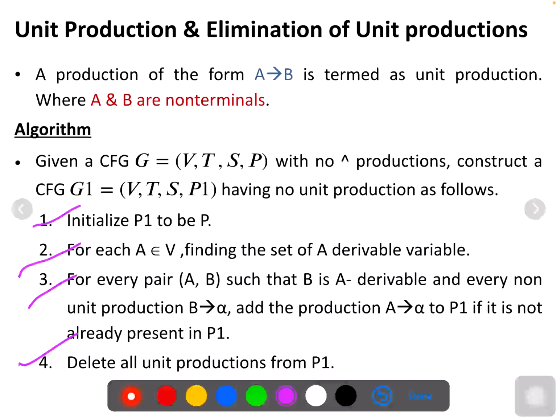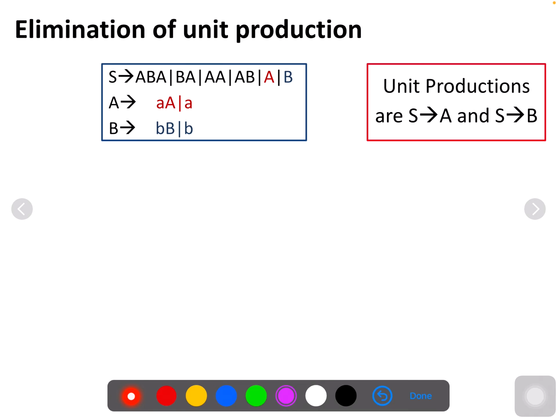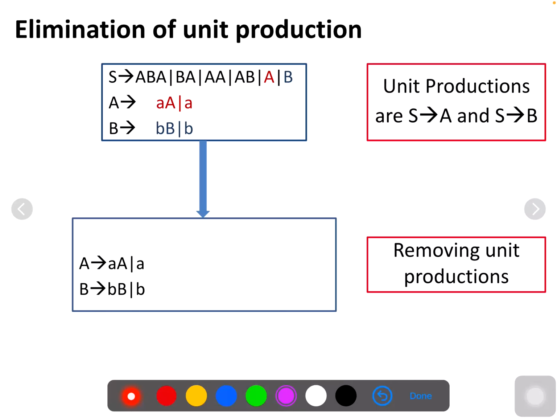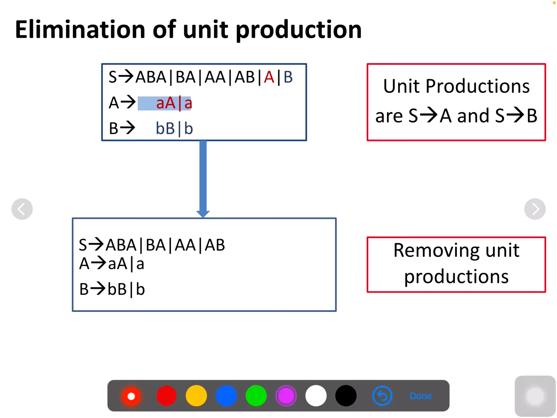While applying these rules to remove unit productions from a given grammar, I'll explain it in a very simple way with an example. The given grammar has unit productions S gives A and S gives B. Find the unit productions; there are S gives A and S gives B, and I want to remove them. How do you remove a unit production? A is replaced by the non-unit productions of A. Similarly, B is replaced by the non-unit productions of B.